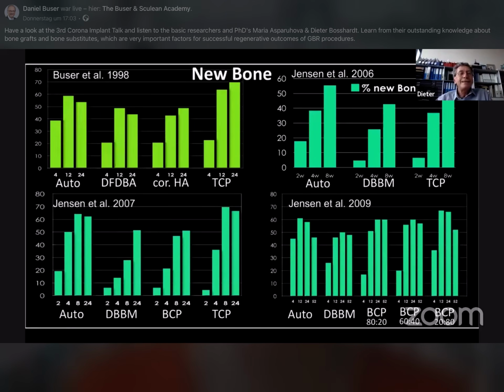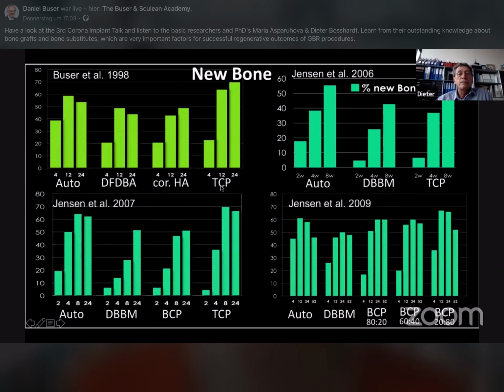You clearly see that always in the beginning here, 4 weeks, 2 weeks, 2 weeks, and here 4 weeks, the autogenous bone was always the best performer in producing new bone. You can compare it in all these studies. Very, very consistently was that found in these studies.